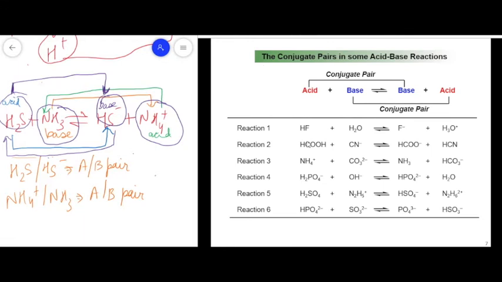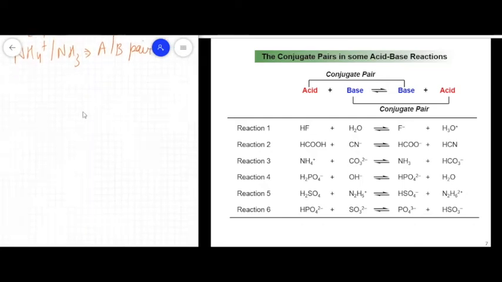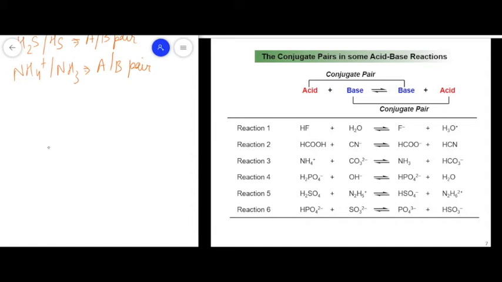Here are a few more examples for you to practice. How can you figure out which one is an acid-base pair? So for instance, in this case, my advice is don't look at the answers right now. Try to do this by yourself. So for instance, we'll pick the first one.